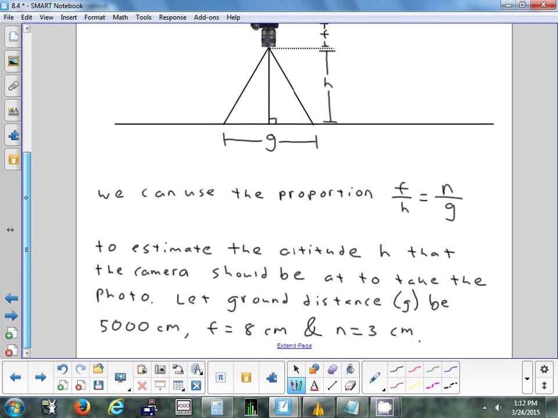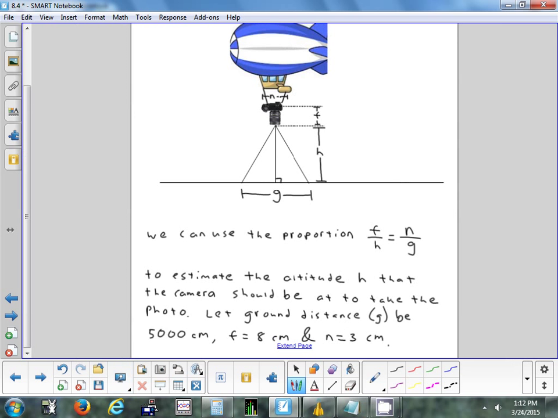Right? So they give us some numbers. They tell us that F is 8 centimeters. N, the distance across the back, is 3. And the distance on the ground, how wide of a picture the camera could take, was about 5,000 centimeters. So if we fill that in, we should be able to figure out how high the camera was when the picture was taken. I wouldn't expect you on a test to be able to come up with this on your own. I would give you the formula. All you have to do is fill in the numbers.